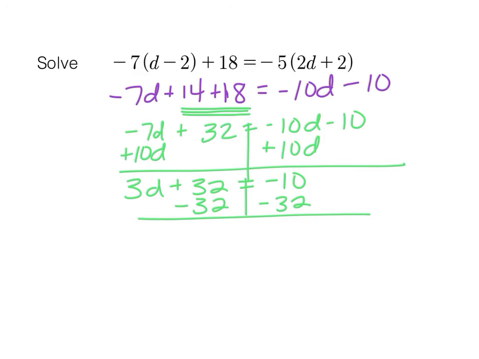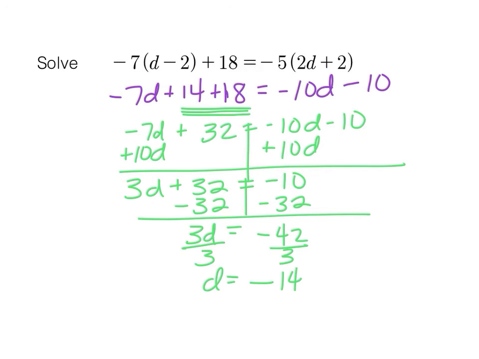Give me negative 42 on the right. 3d is negative 42, and when you divide, 3 does indeed go into 42. It's a negative answer because it's negative divided by positive, and it's negative 14. Plug it back into the original equation and check it.